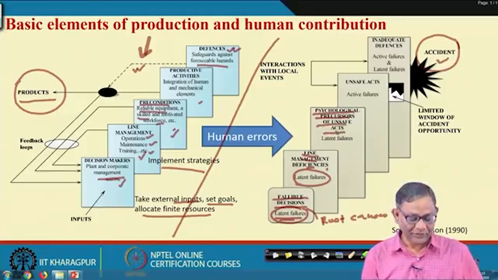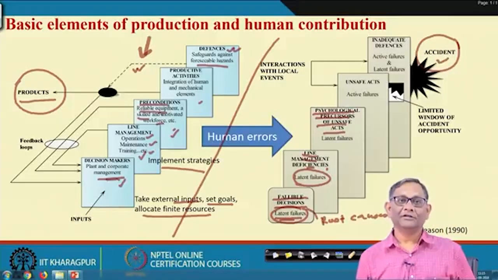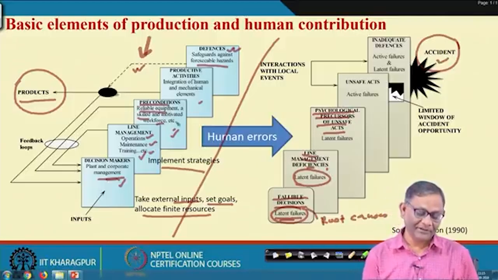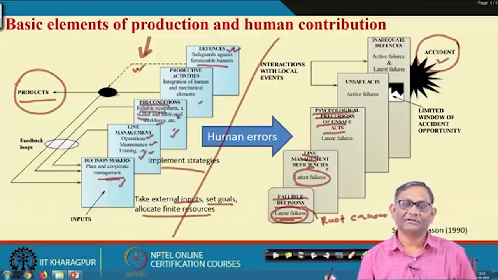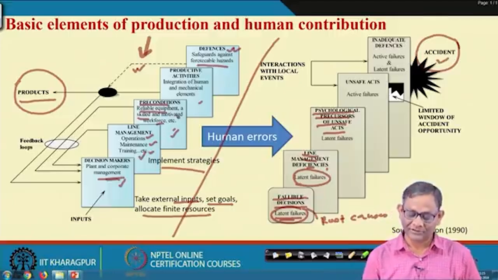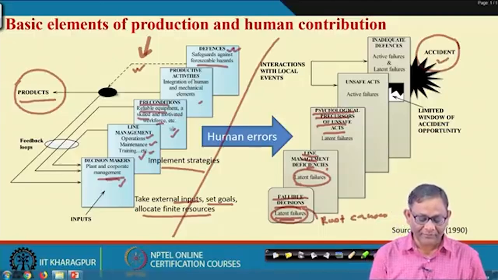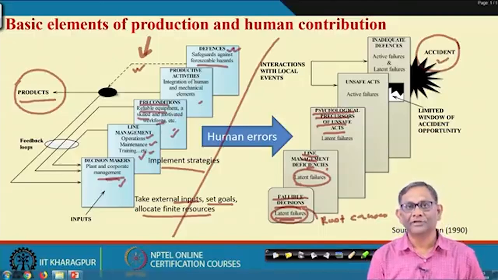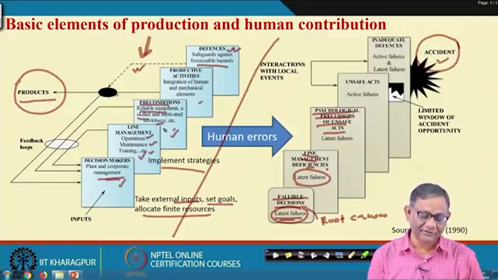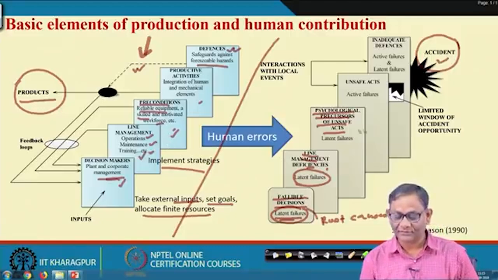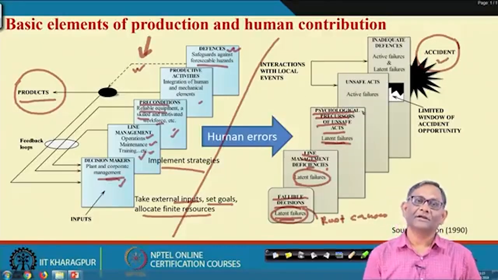For example, if your equipment is not reliable, it creates a condition for breakdown, or if your equipment is not safe, it creates a condition for unsafe situations. If the workforce is not motivated or not competent enough, that also leads to many latent failures which are the precursors of unsafe acts.